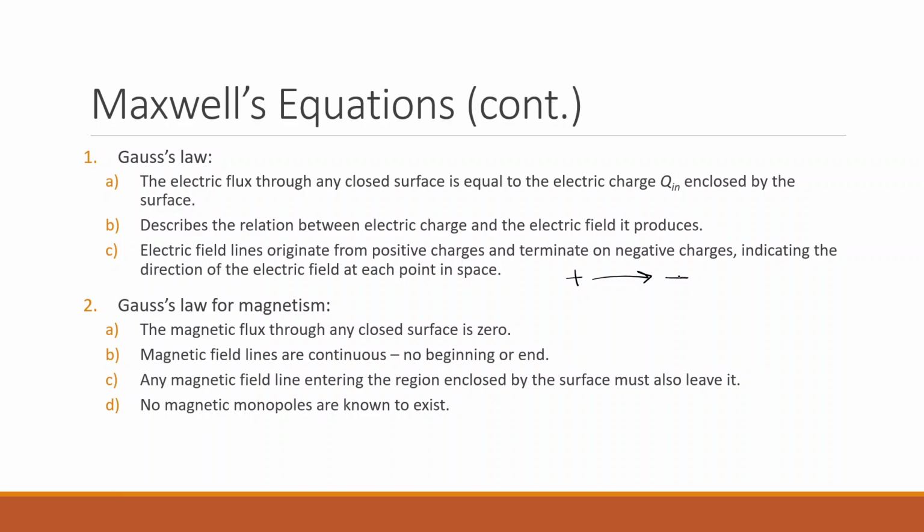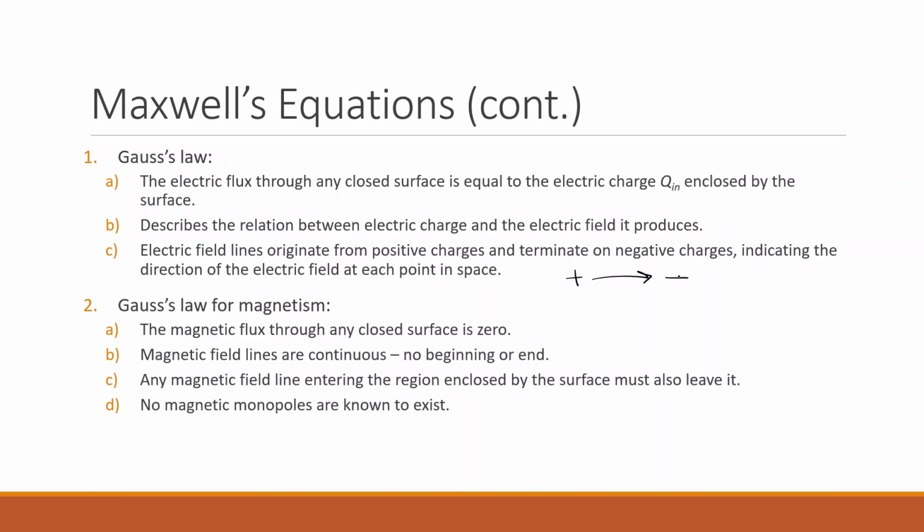Then we have Gauss's law for magnetism. The magnetic flux through any closed surface is zero. That is, again, the definition here. Magnetic field lines are continuous. They don't have a beginning or an end. This is different from our electric field lines, as they start from a positive charge and terminate on our negative charges. Magnetic field lines are continuous. Okay, there's no beginning or an end.